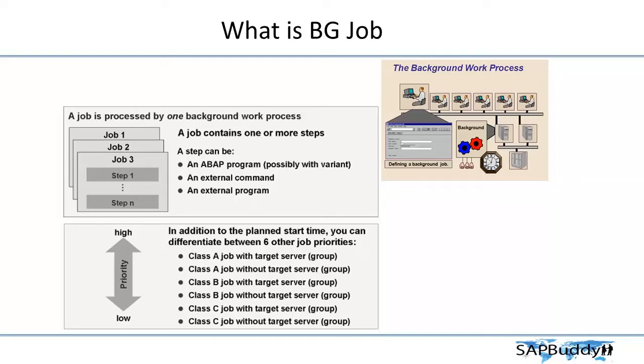Okay, we will see that in the system, then we will understand quite easier later. Then we can also execute external commands. For example, you have an external command which needs to be executed. You wanted to execute some OS command. In that case, you can also execute an external command from the background job. That means from SAP, you can trigger this command.